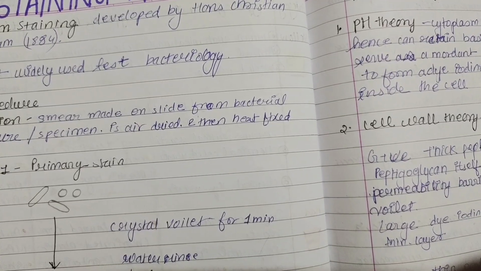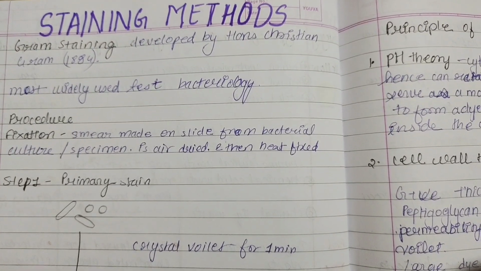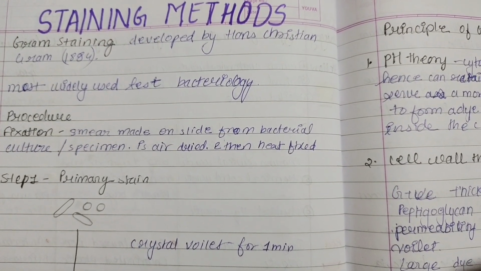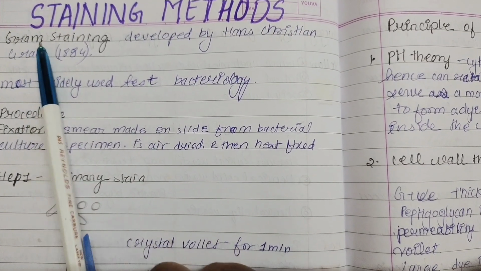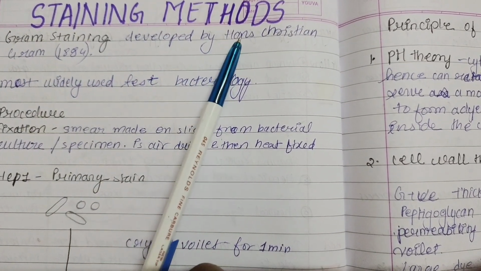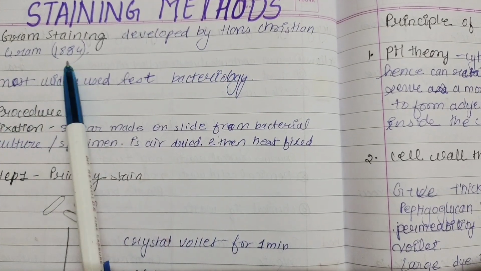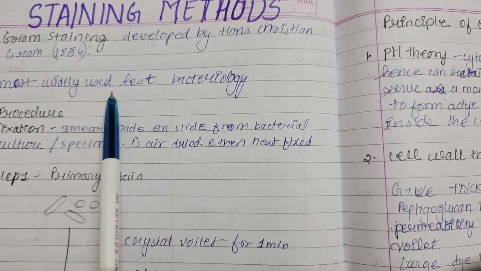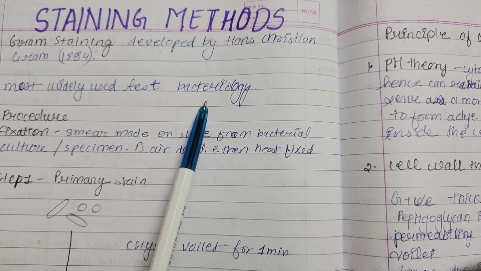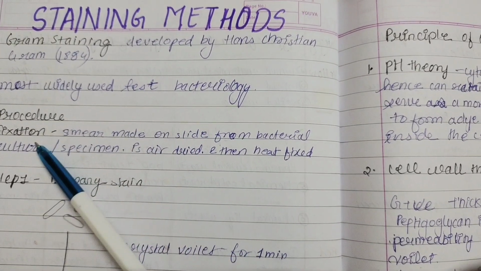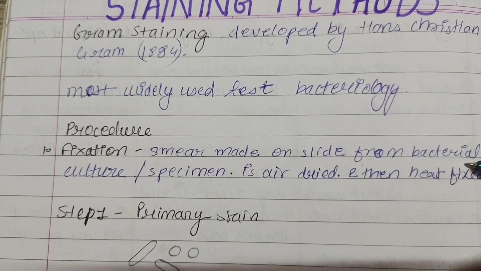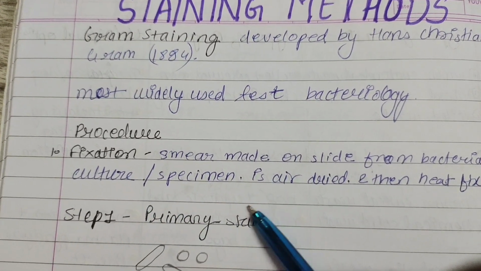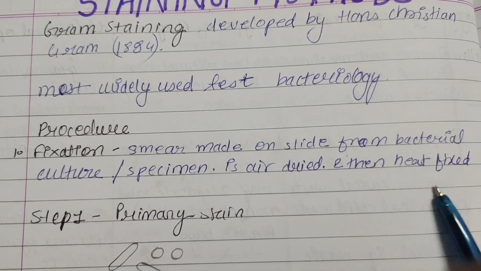Now let's study today's topic, that is staining methods. In microbiology, we will study the different stains. Now the first is Gram stain, which was developed by Hans Christian Gram in 1894. It is the most widely used test for bacteriology, and its procedure includes fixation, meaning the smear is made on the slide from a bacterial culture or a specimen, air dried and then heat fixed.